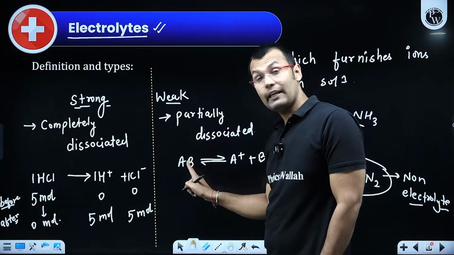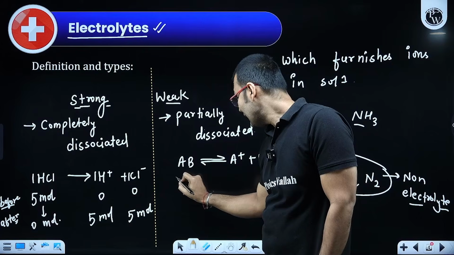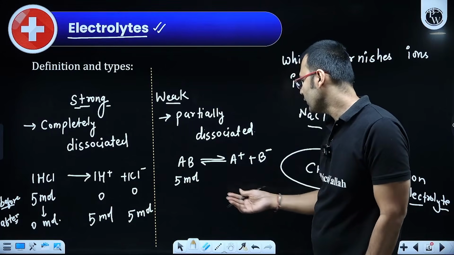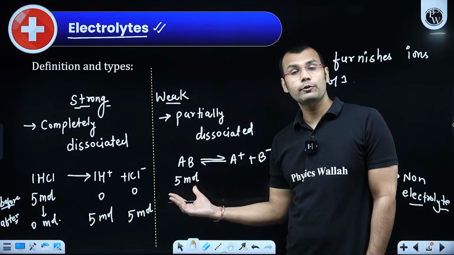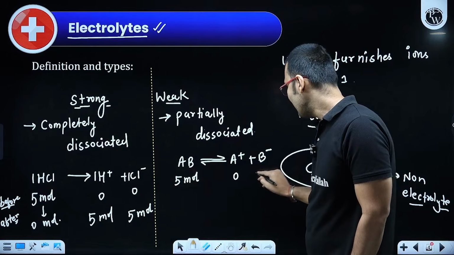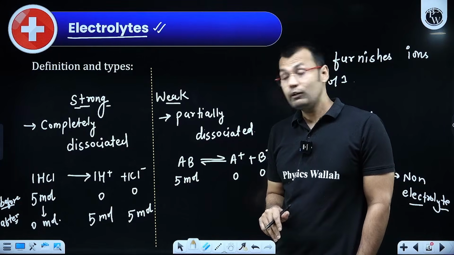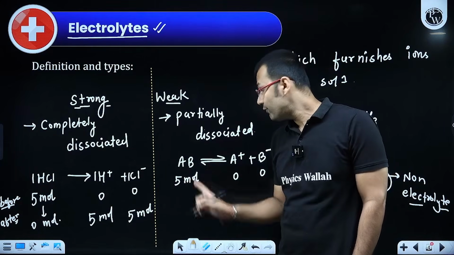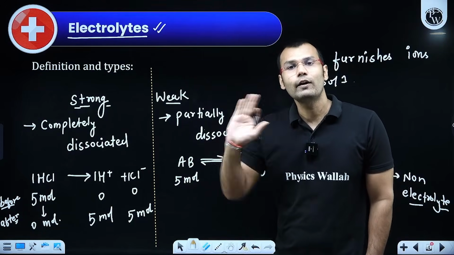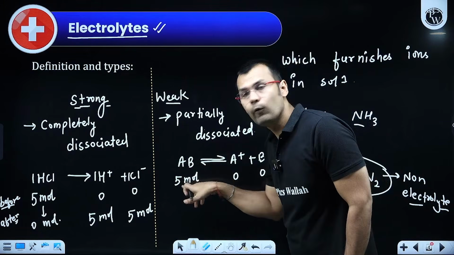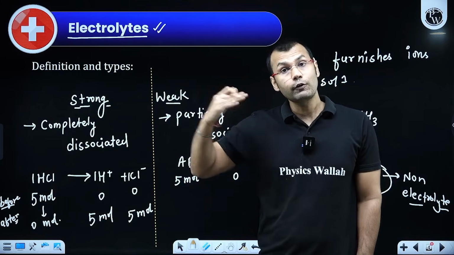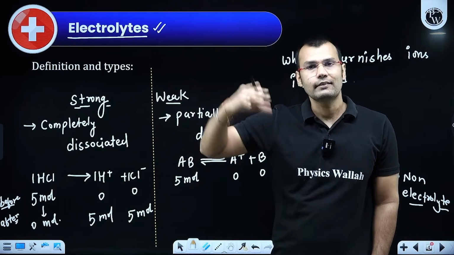Now if AB is weak electrolyte, please focus here. I am saying that initially I took 5 moles of AB. So again initially, because this is the condition when dissociation has not begun, right? So before dissociation, the amount of ion here also will be 0. Now if I took 5 moles of AB, and if AB is weak electrolyte, then in this case complete dissociation will not happen. The whole 5 moles will not decompose, the whole 5 moles will not break. So out of 5 moles, a certain amount will break.